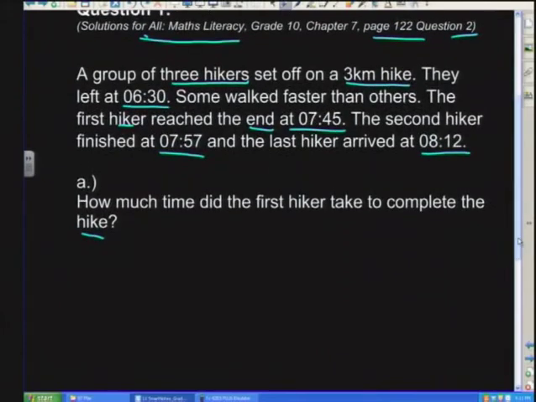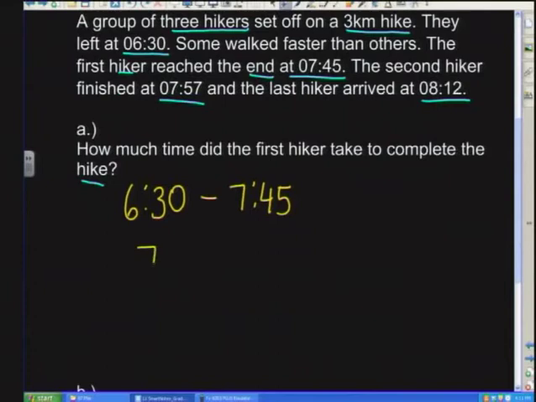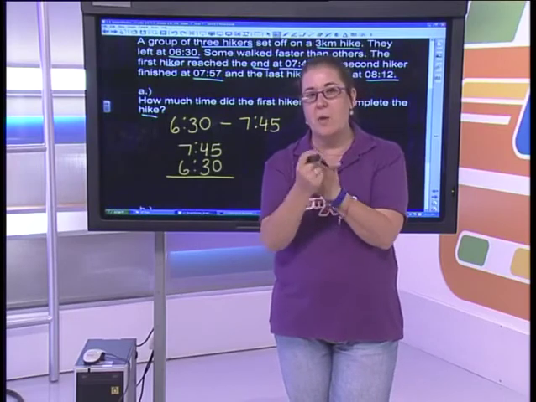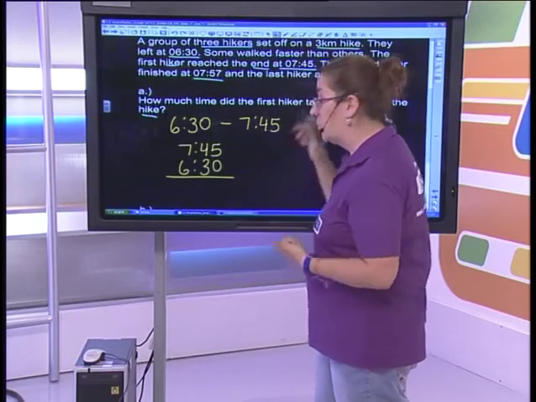So we write out what we know. Right, he left at 6:30 in the morning, and the first one arrived at 7:45. So I want to know the amount of time that has passed. What we do in this case is we take 7:45 and we minus 6:30. I tell my kids, you can do this on your fingers: 6:30 to 7:30 is 1 hour, and then I need another 15 minutes. So we could have done it that way.